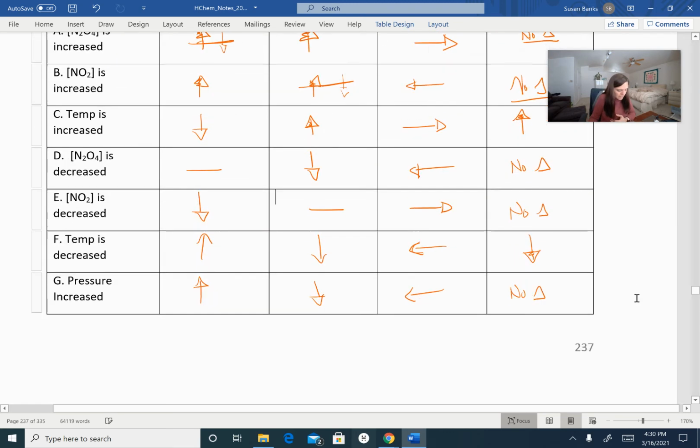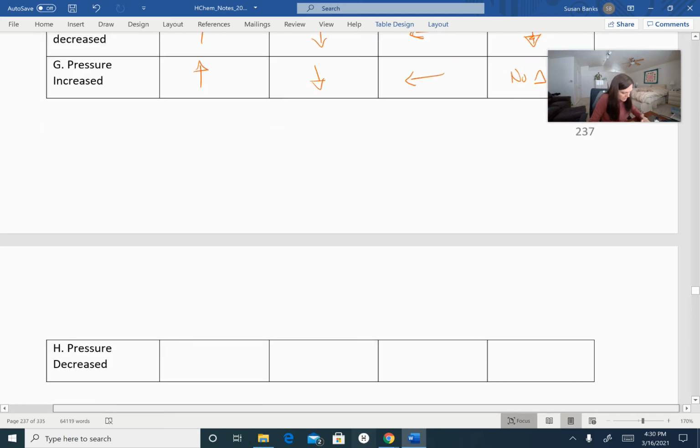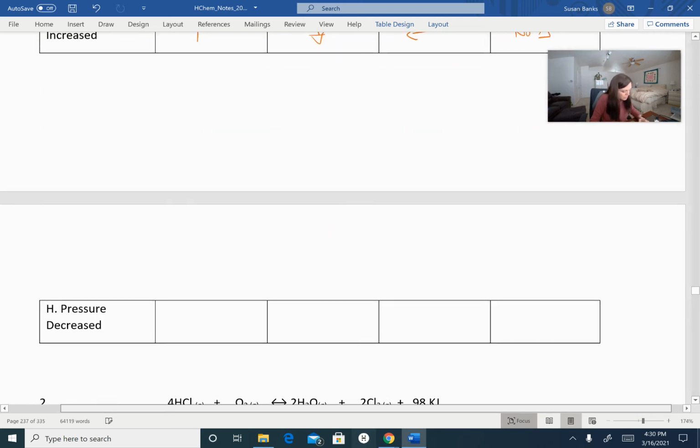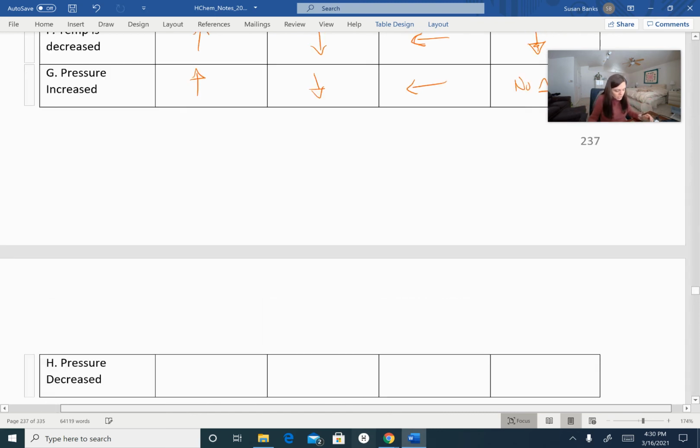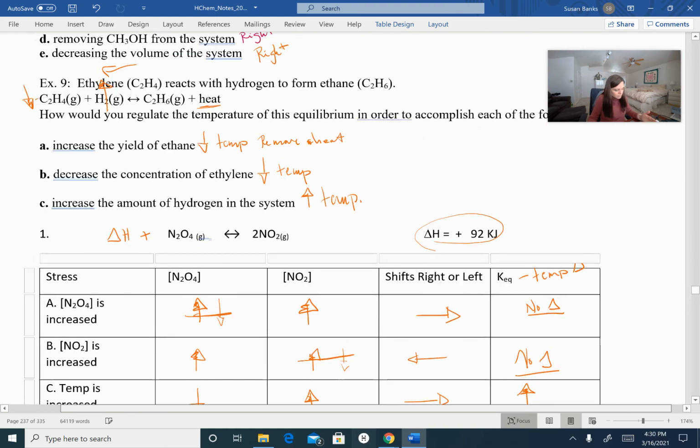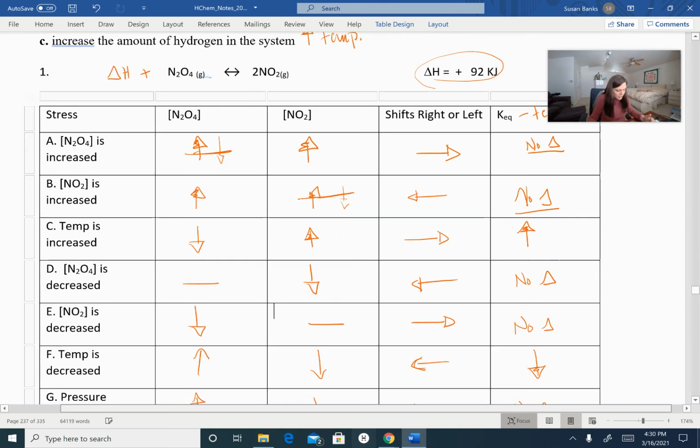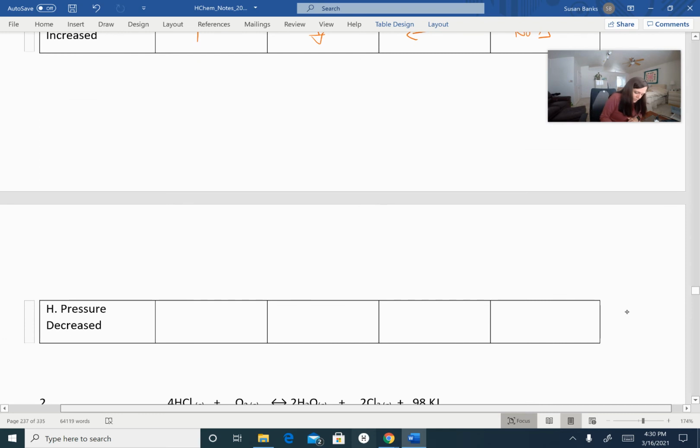Okay, so let's see. Oh, pressure being decreased. So that means we're going to expand, which means we would actually be able to have more moles. So we're going to shift to the right. So if we shift right here, our concentration of nitrogen dioxide is going to go up. Our concentration of dinitrogen tetroxide is going to go down, and there's going to be no change on our KEQ.